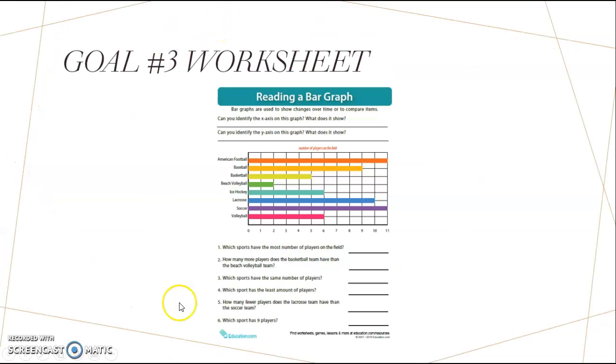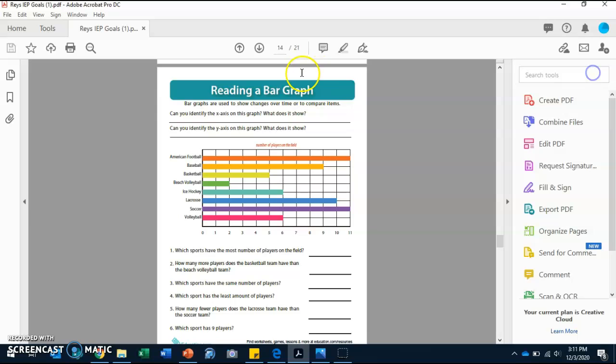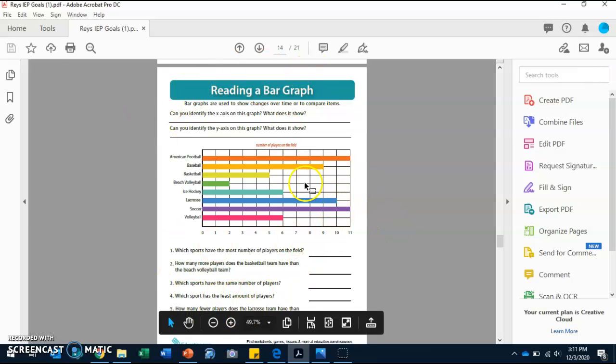So we are going to be working on the goal number 3 worksheet, and this is the worksheet for today. It is called Reading a Bar Graph. So it's the one with the colorful bars. If you have this worksheet, please take it out so we can work on it. So this is the worksheet, Ray. Don't forget to write your name and the date. Today is December the 4th, 2020.